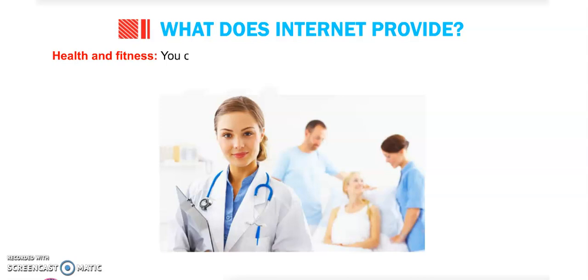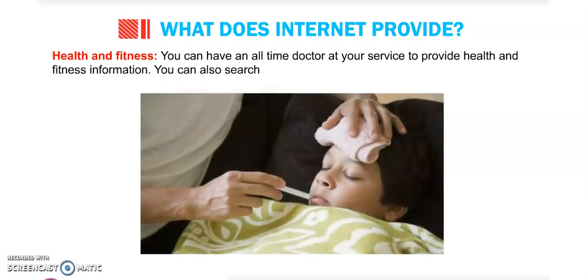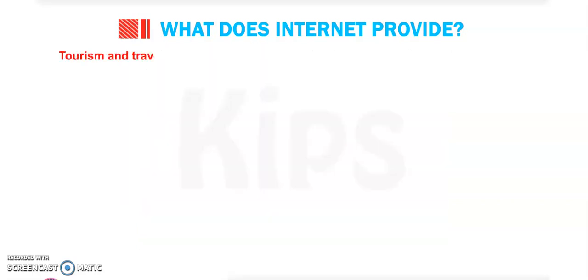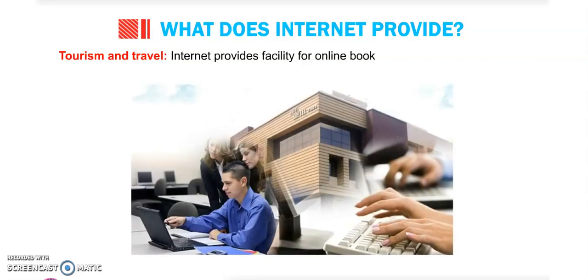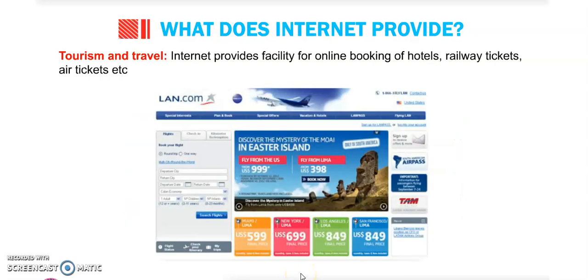Next is health and fitness. You can have an all-time doctor at your service to provide health and fitness information. You can also search for remedies and precautions for different diseases on internet. Tourism and travel. Internet provides facility for online booking of hotels, railway tickets, air tickets, etc. all over the world and around the clock.